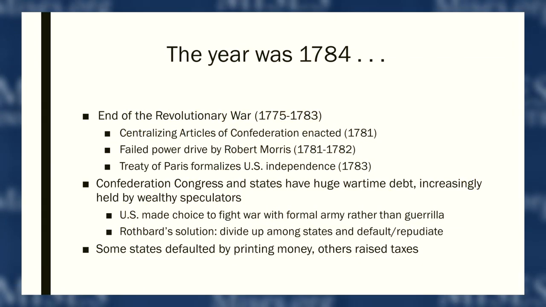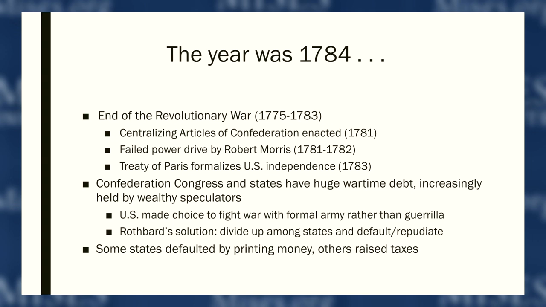Then you have a failed power drive by Robert Morris. He was a major financier, the treasurer in charge of the Revolutionary War, enormously influential to someone who I'm sure many of you are more familiar with, and that's Alexander Hamilton. And then you have the Treaty of Paris formalizing U.S. independence in 1783. All right, so here we are, 1784. We're all caught up. We can now pass our AP U.S. history course and all of that.